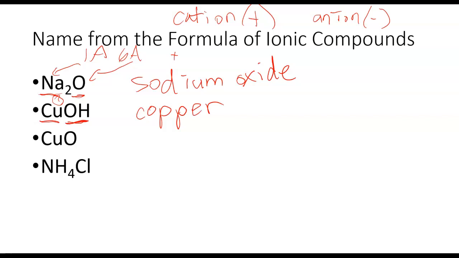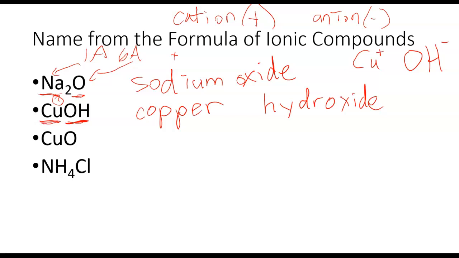OH here is OH minus, so that's hydroxide. It has a -1 charge, so our copper here has to have a +1 charge to cancel it out. So -1, +1. Since this is a transition metal, it can have more than one charge, so we have to specify what the charge is by putting a Roman numeral in parentheses. Copper 1 is the ion with hydroxide. So copper 1 hydroxide.